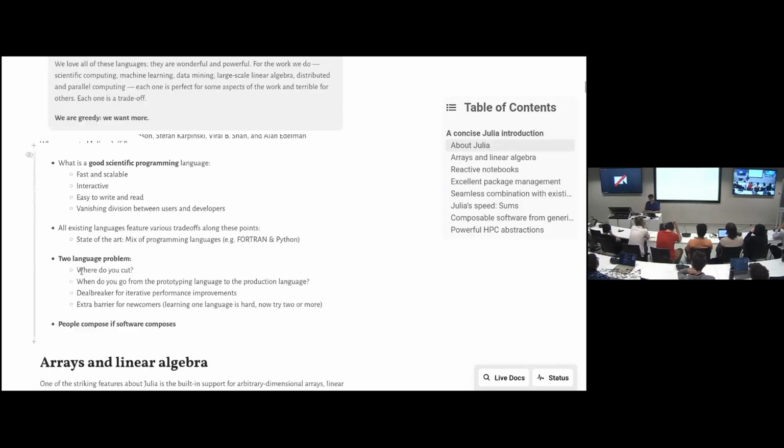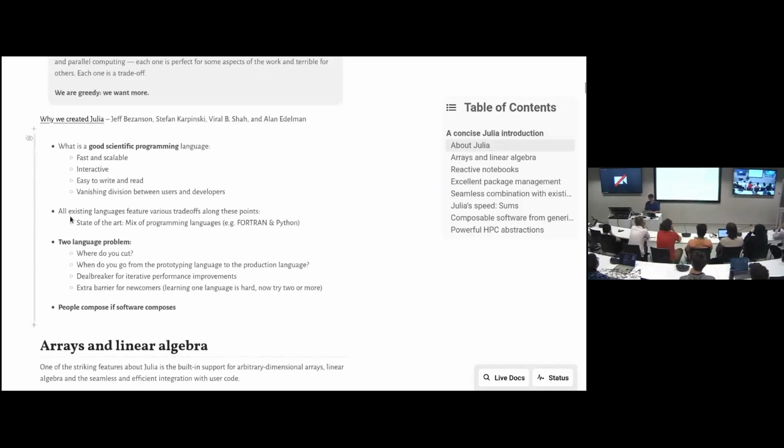I don't have to go into more details than just saying all the languages that are out there. You know them probably. There are essentially trade-offs. So what people typically do is they mix stuff, right? They mix, for example, Fortran and Python, C and Python, typical things. But that leads to the so-called two-language problem, because you have to cut somewhere. Somewhere you have to make the decision: this is what I put in Python, this is what I put in C.